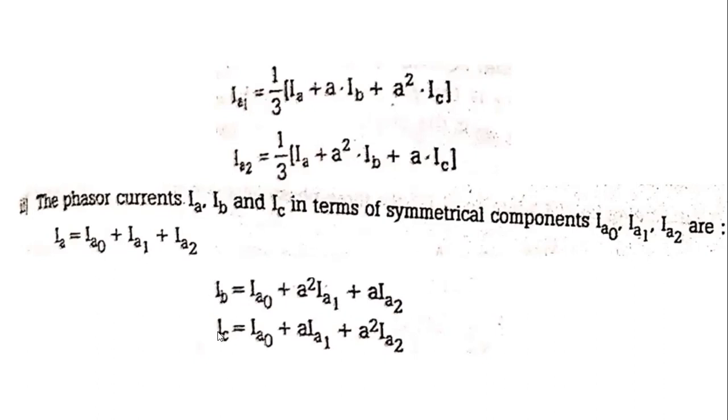Next we write the phase current at phase C. Therefore, IC is equal to IA0 plus a IA1 plus a squared IA2. These are the phase currents at phase A, phase B, and phase C. IA0, IB0, and IC0 are the zero sequence components. There is no angle difference for the zero sequence components. Understood?